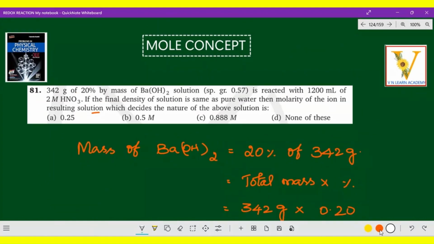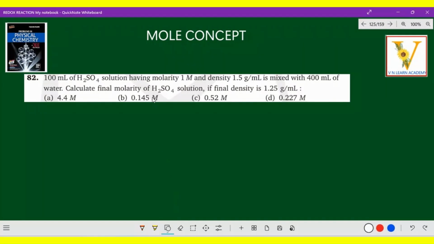Which is the correct option? Option C, 0.888 molarity is the correct option according to the data in this question. Come on, let's go to the next question.